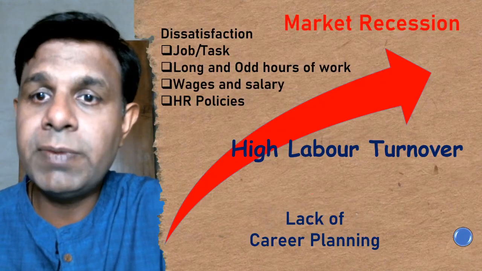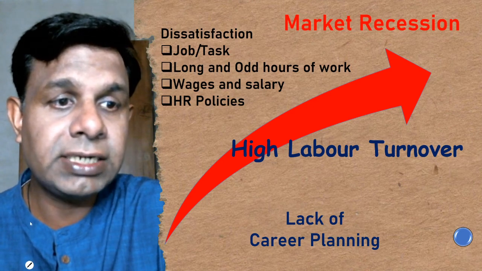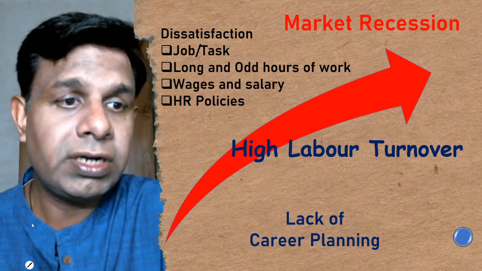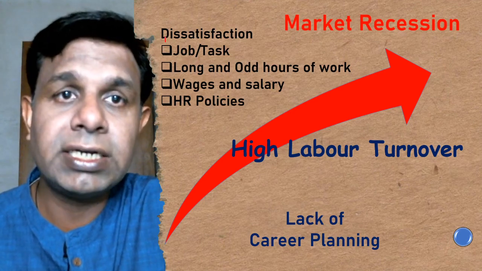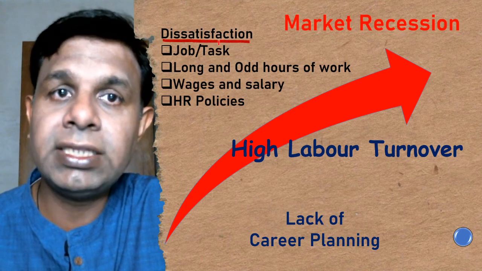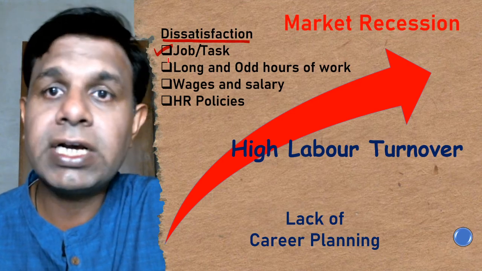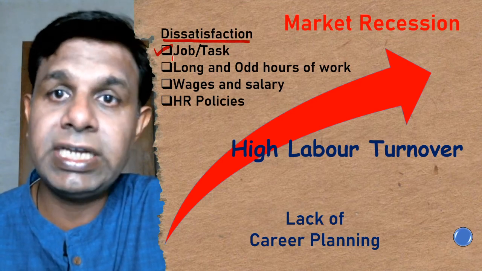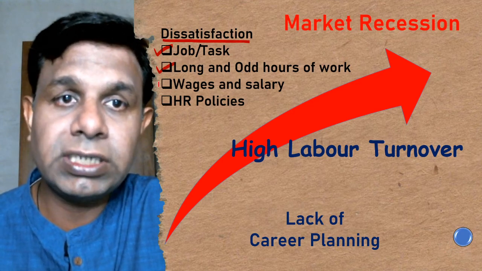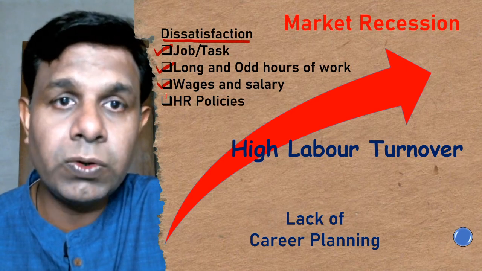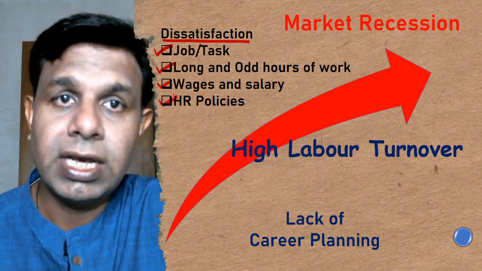Now if the labor turnover rate is high in any company, it is an adverse situation and it affects the image of the company. The reasons behind high labor turnover are, number one, dissatisfaction, and this dissatisfaction may be in terms of job and task between workers. If the company wants workers to stay for long working hours, then the workers may leave the organization. Dissatisfaction in terms of wages and salaries, they are very low, and that's why the workers resign, and HR policies are not good.